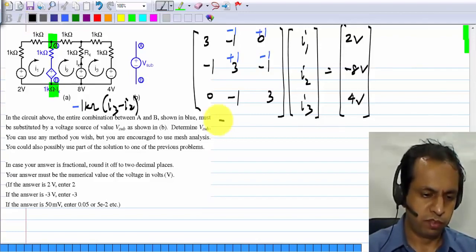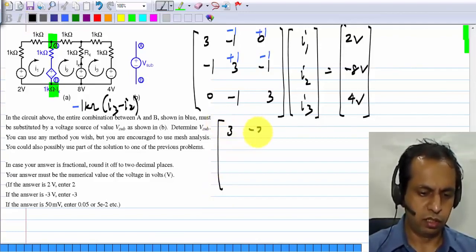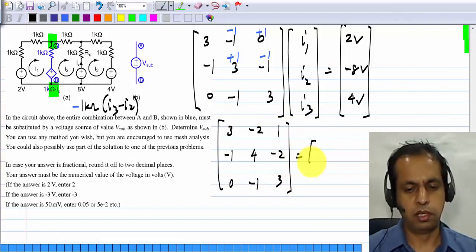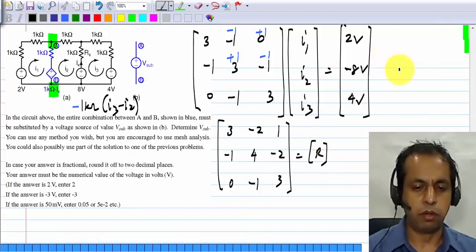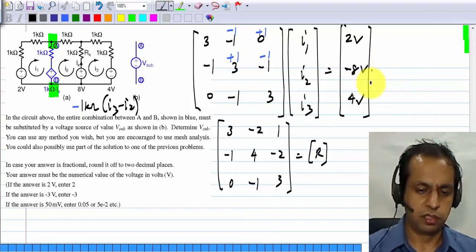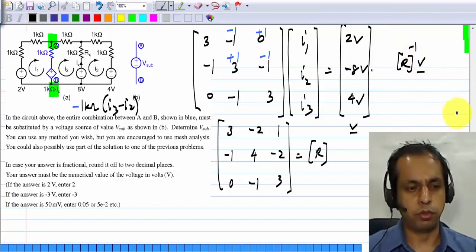So what do we have? We'll have 3, minus 2, 1; minus 1, 4, minus 2; 0, minus 1, 3. So this is the resistance matrix. And from there you calculate, this is the source vector V. So R inverse times V gives you the currents I1, I2, I3.